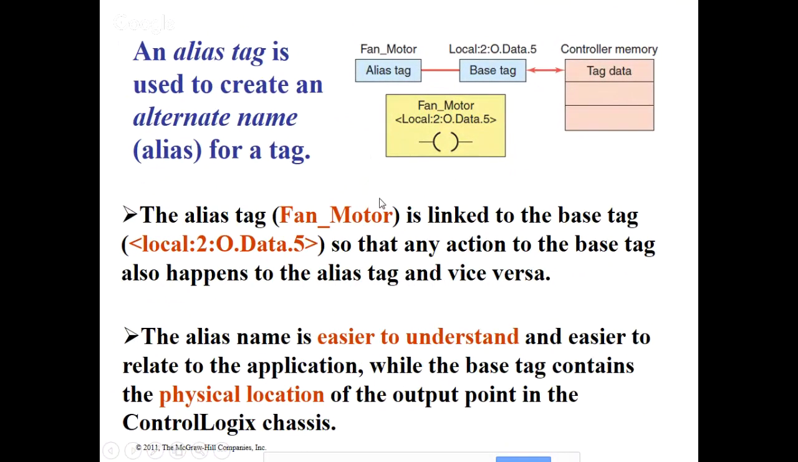So for instance, say I'm a programmer and I don't know what my physical I/O is going to be, but I go ahead and write my program using tags, alias tags. Then whenever I figure out what the program is, I will map that alias tag to the actual I/O. Are you with me? And so an alias simply stands for something else.